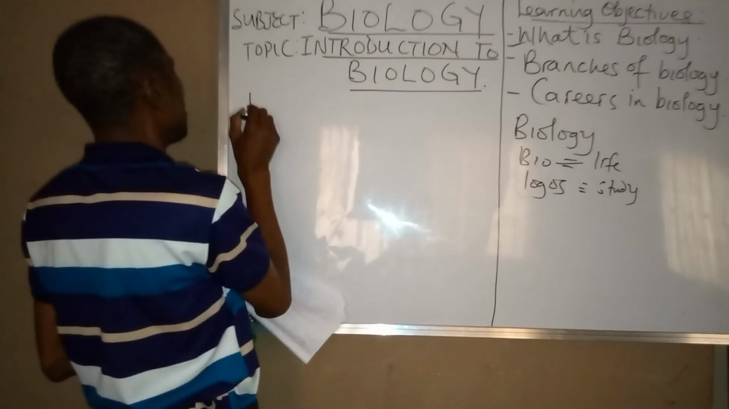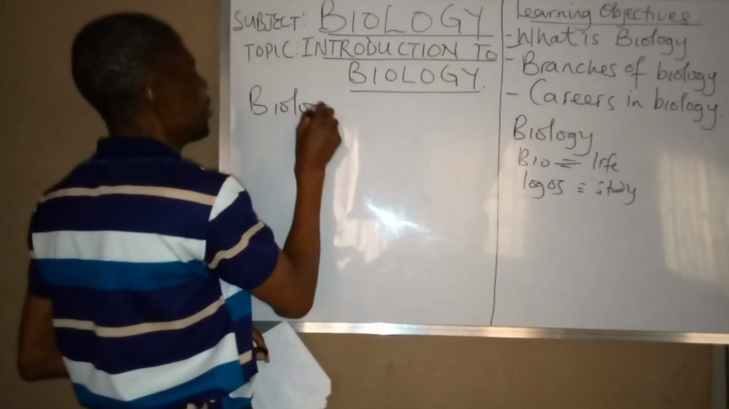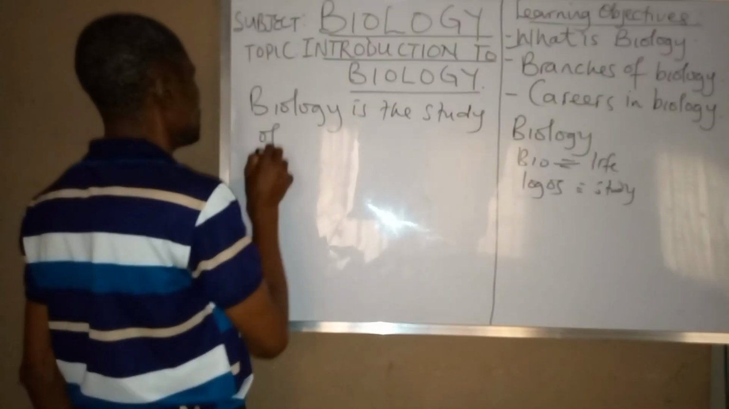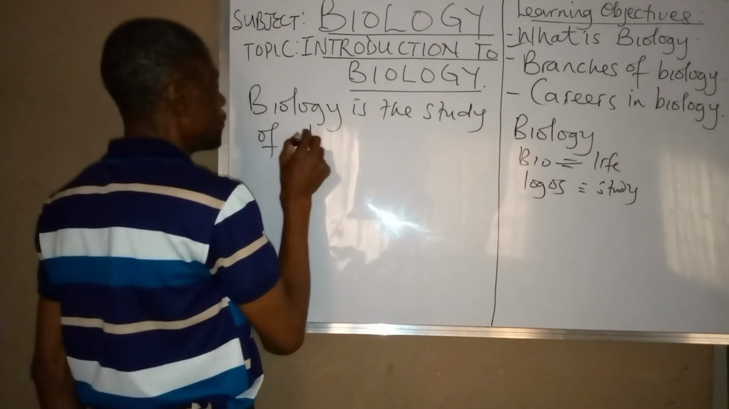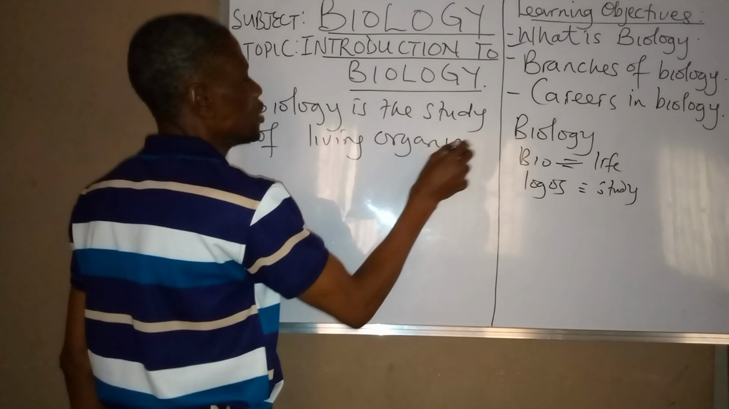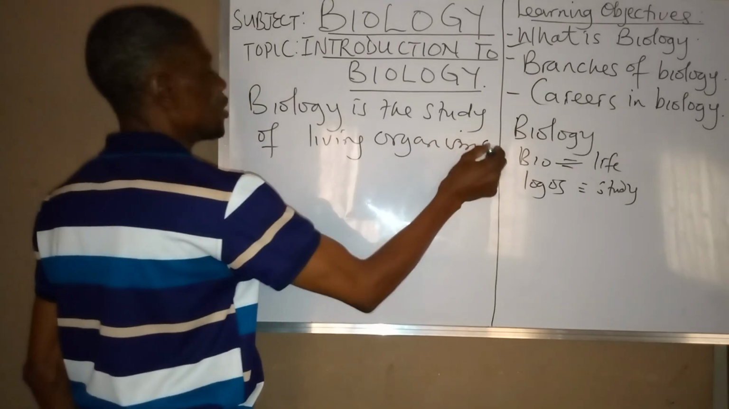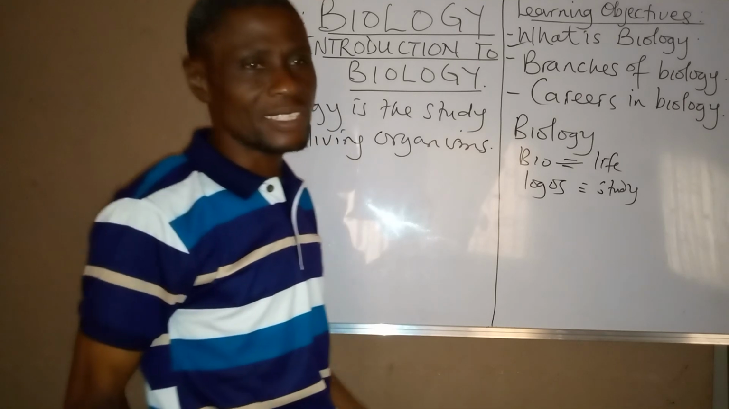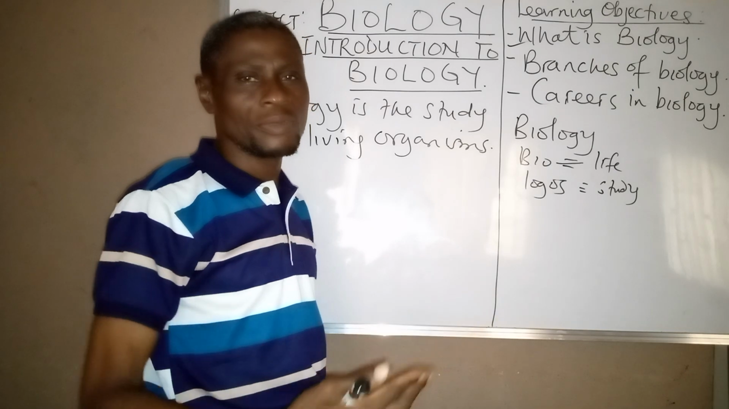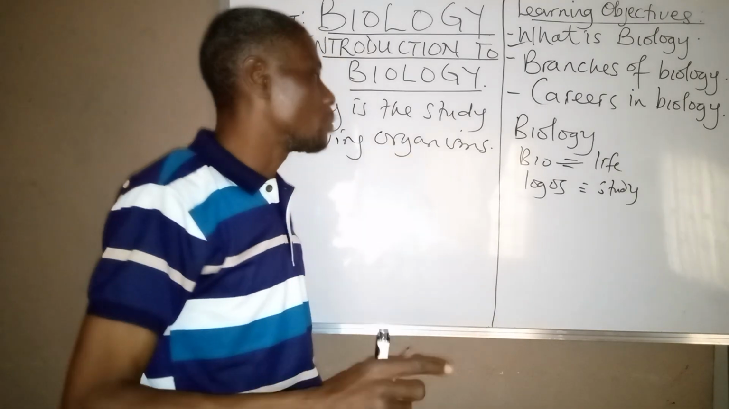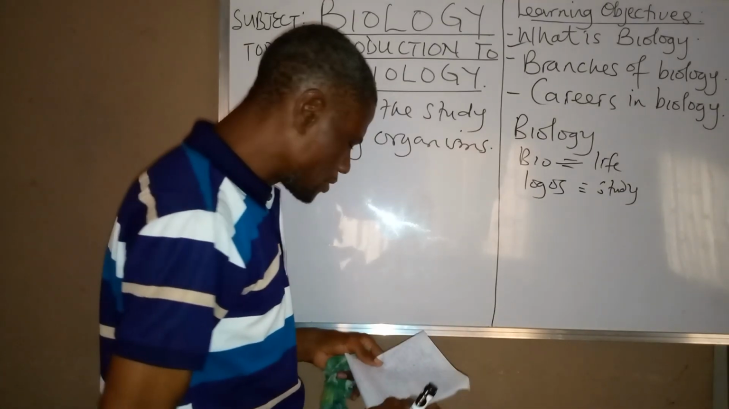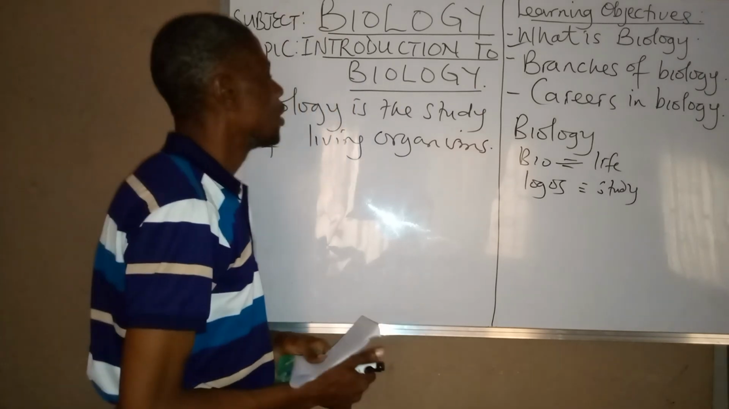So we can put it down. Biology, from the word biology, is the study of living organisms, or study of organisms. Some people call it the study of living things. A living thing is also an organism. I am an organism. Plant is an organism. Insect is an organism. Something that has what? Life. So biology is the study of living organisms. Having said that, we now look at other aspects.